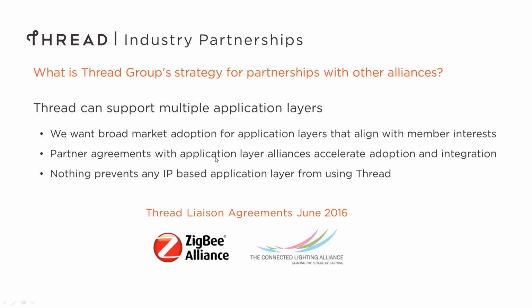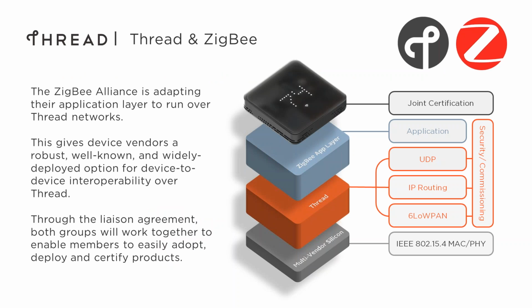I'm going to go into a little more detail about the Zigbee Alliance and what that means from a partnership perspective with Thread. So Thread and Zigbee announced about a year ago their intent to work together, and then at CES this year, Zigbee announced that they've made the decision to adopt Thread as their IP-based networking layer for Zigbee 3.0. So the Zigbee Alliance is adapting their application layer, the Zigbee Cluster Library, to run over Thread networks. Again, this gives vendors and developers a very robust and well-known deployed solution that they can add on top of Thread, which gives them the IP-based capability and interoperable devices.